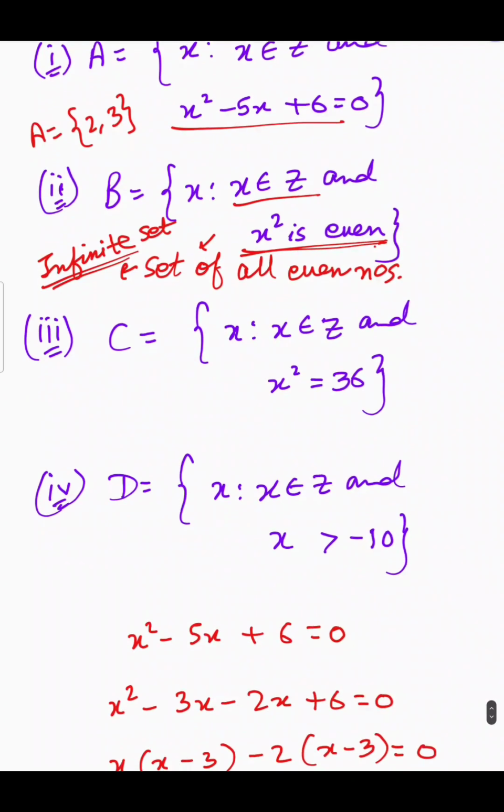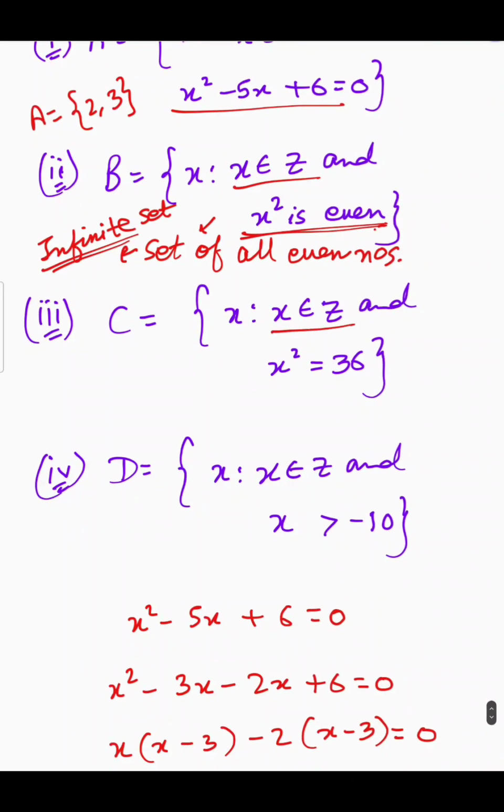Next, x belongs to Z, integers. x squared is equal to 36. x squared is equal to 36 means x is equal to plus minus 6.